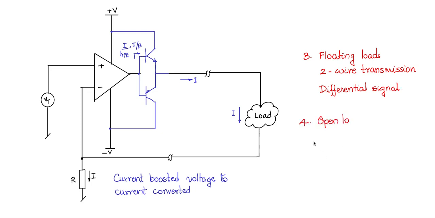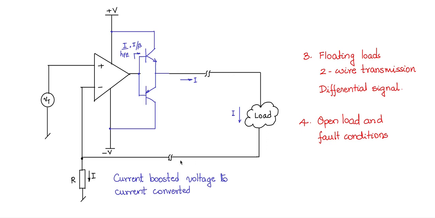Next, the fourth point, open load and fault conditions. This is very, very important. What happens if the load is open? The load is open, I is 0. So if I is 0, the op-amp is operating like in a comparator mode. There is no virtual ground. So the output will saturate to V plus or V minus. Keep that in mind, because current here is 0 at that point in time.